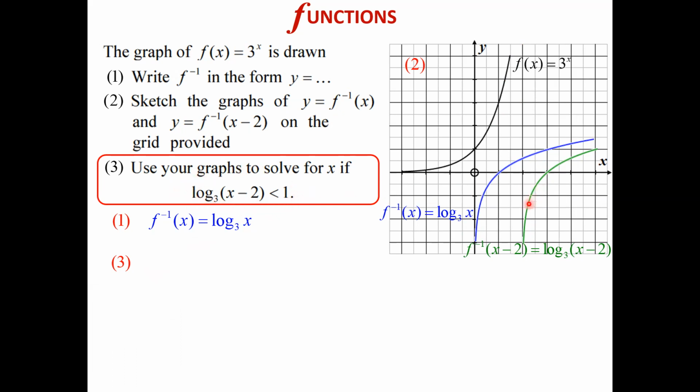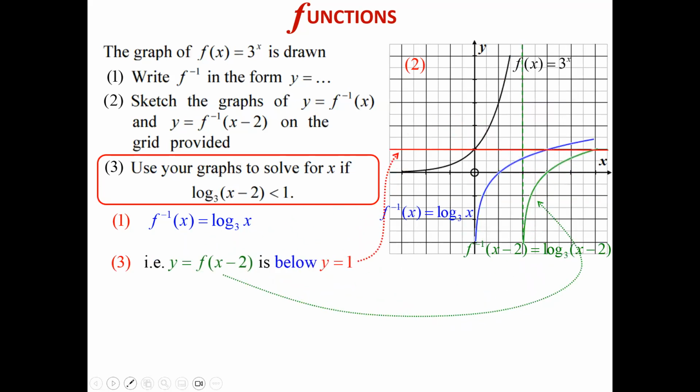So we have drawn, that graph is represented by the green graph, and we want to know, when is this graph less than 1? Any ideas? Okay, so just to help you out, this is the line y equal to 1. So what we're trying to do is determine, when is the green graph below 1? And that's the point we're trying to trace there, right?